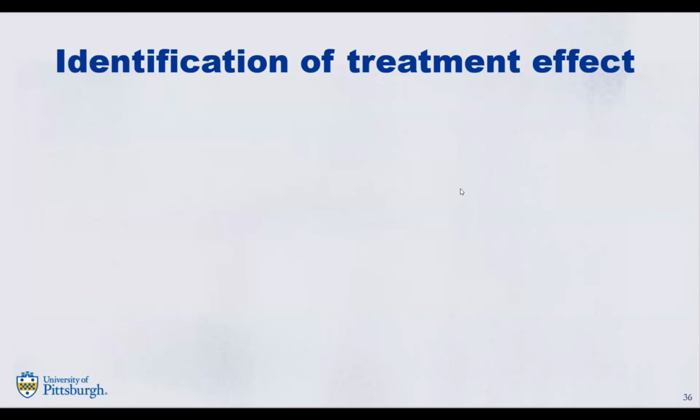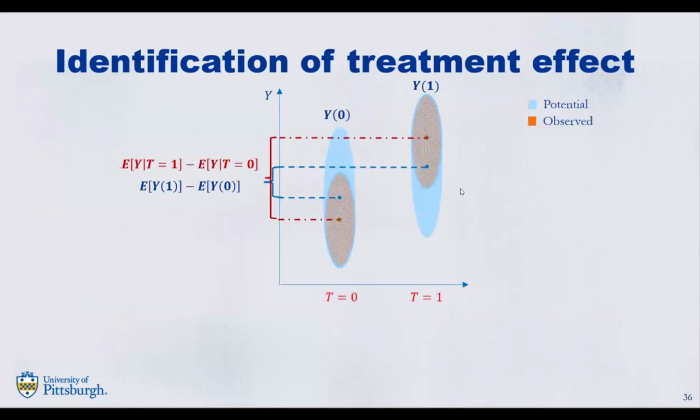However, if the treatment is not randomized, then what would happen? As you can see here, this is just one special case. The individuals who are actually assigned to the control group may be closely gathered around here, as represented by the orange dots, while those who are actually assigned to the intervention group may be gathered here.